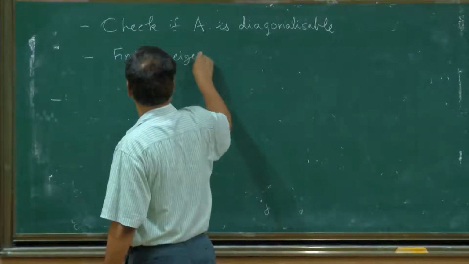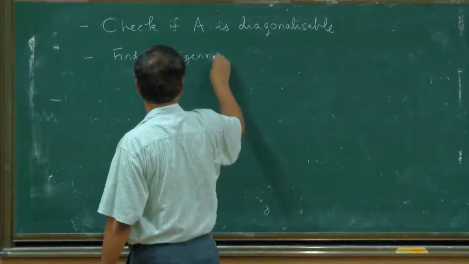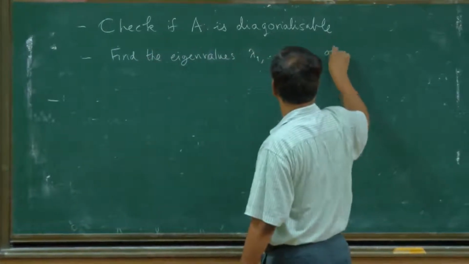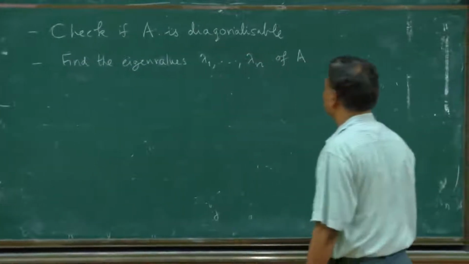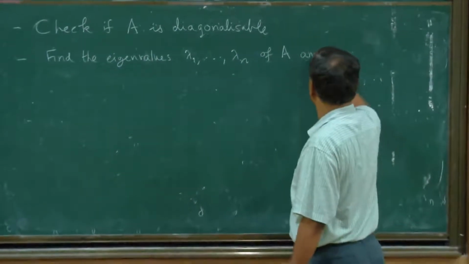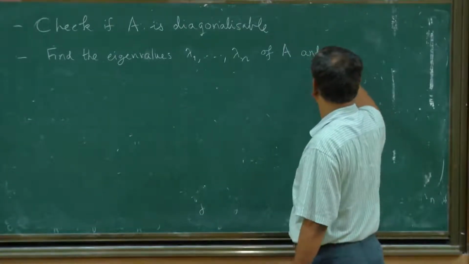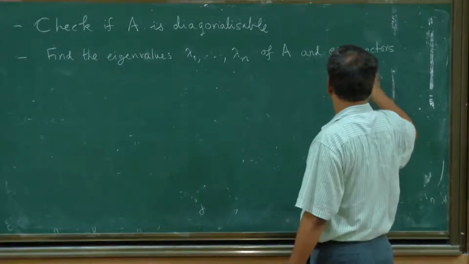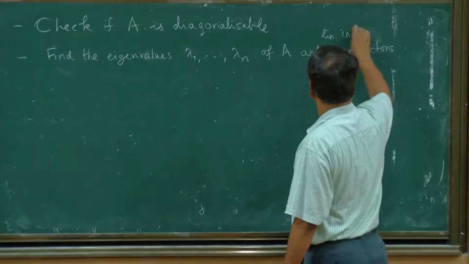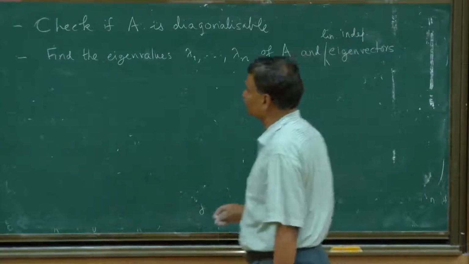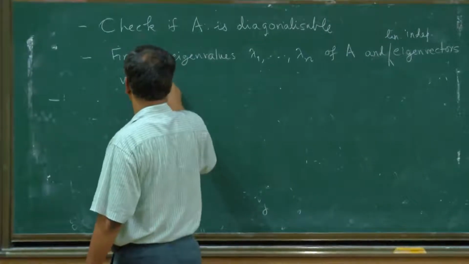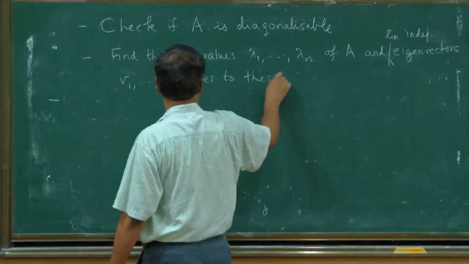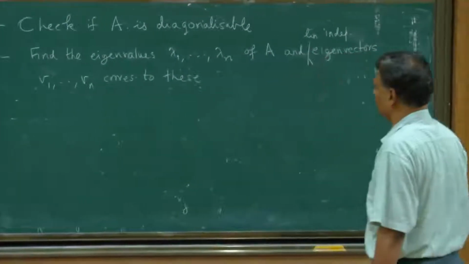the eigenvalues, say lambda 1 to lambda n of A, not necessarily distinct, and eigenvectors, or let us say linearly independent eigenvectors V1, V2, Vn corresponding to these, okay.